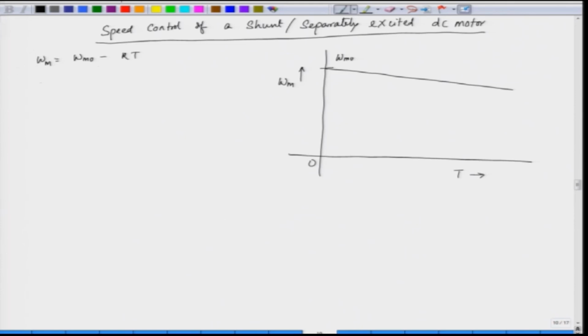This is the nature of the characteristic, or if we write down the exact value, omega m is V by k phi minus R into T by k phi square. Okay, the same k here and the same k here. Now, in this case, the first method of control is the armature resistance method, armature resistance control.